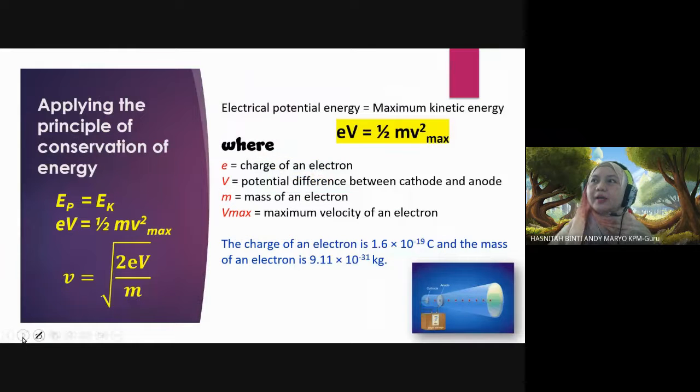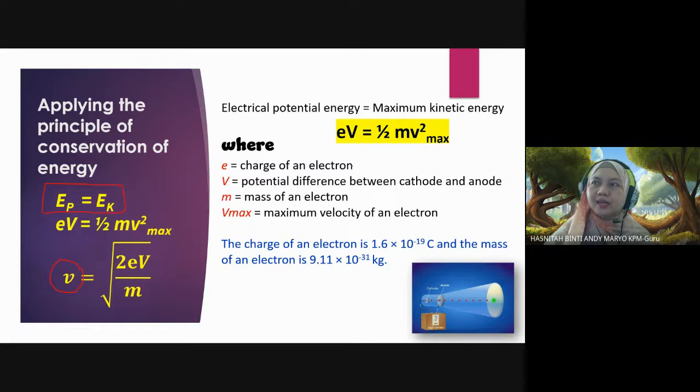Then what next? This is the relationship between electrical potential energy and maximum kinetic energy. As I mentioned just now, EP equals EK. The electric potential energy equals the kinetic energy of the cathode ray. So we write back EP equals EV, EK equals half mv squared. By this we can find the maximum velocity. It is given by the square root of 2EV divided by m.